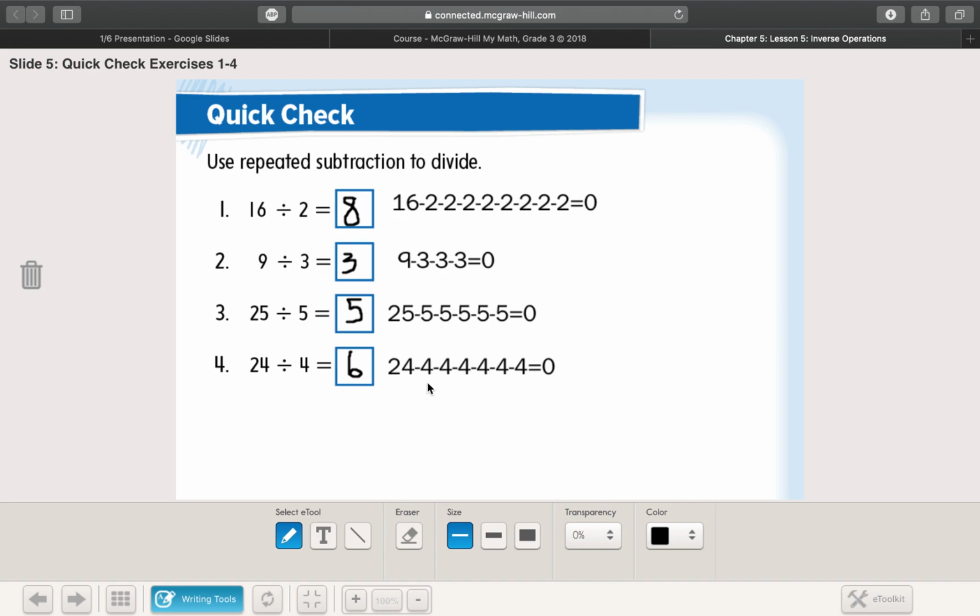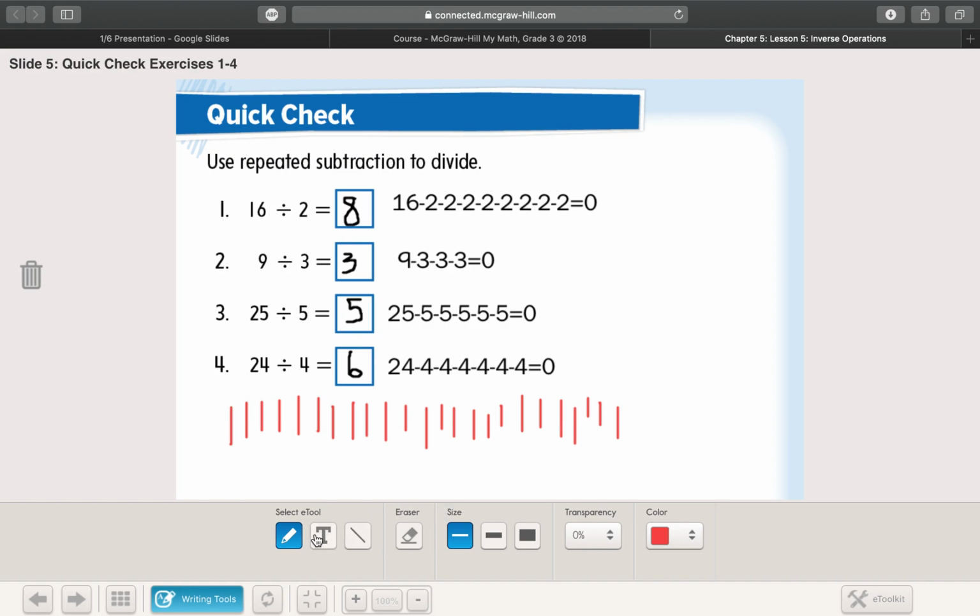Again, check your work. Do it however you want. I'll show you an example of one way that you could do it. If you were going to start with 24 divided by 4, okay, I would go like this. 1, 2, 3, 4, 5, 6, 7, 8, 9, 10, 11, 12, 13, 14, 15, 16, 17, 18, 19, 20, 21, 22, 23, 24. So I have 24 lines.